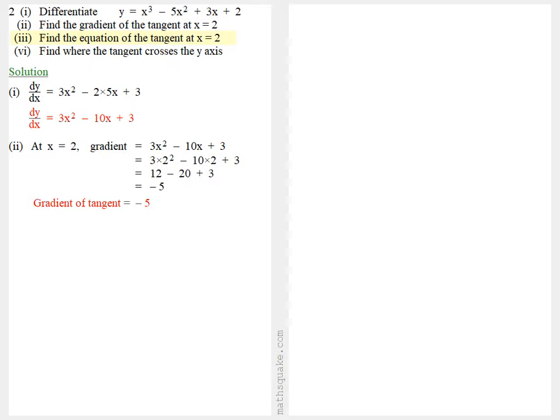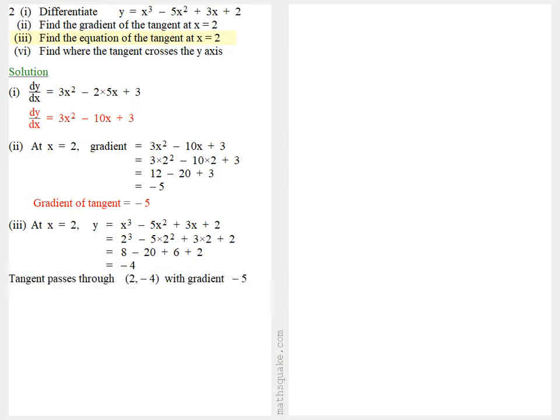Now in part 3, we're asked to find the equation of the tangent at x equals 2. Now the first thing we need to do is find the point on the curve when x is equal to 2. In other words, we need to find the y coordinate. Now y is equal to x cubed minus 5x squared plus 3x plus 2. So that's 2 cubed minus 5 times 2 squared plus 3 times 2 plus 2, which is 8 minus 20 plus 6 plus 2, or minus 4. So the tangent passes through the point (2, minus 4) with gradient minus 5.